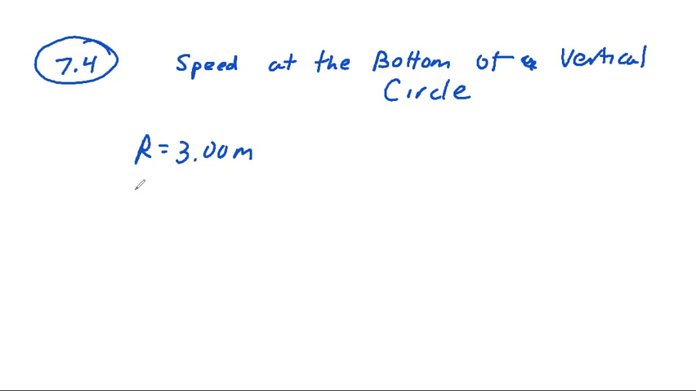Well, he's a little guy, huh? m equals 25.0 kg. Find the speed at the bottom of the ramp. Find the normal force that acts on him at the bottom of the curve. All right.